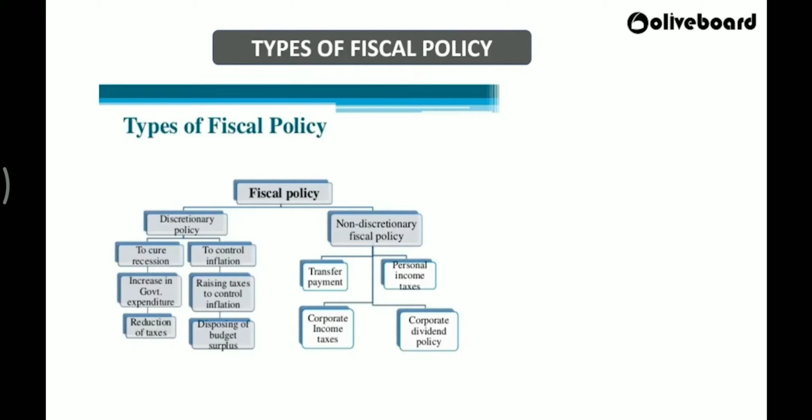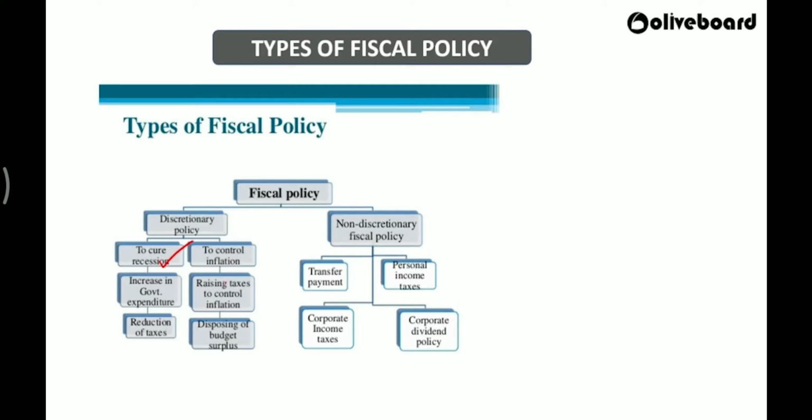Now, types of fiscal policy. There are two types of fiscal policy. One is discretionary, the second one is non-discretionary fiscal policy. Now, what is meant by discretionary policy? Suppose the government aims to expand or to contract the economy, what does it mean? Suppose the economy is in a downturn and the government wants to turn it into an expansionary stage or introduce an economic boom in the country, then they may follow expansionary discretionary policy.